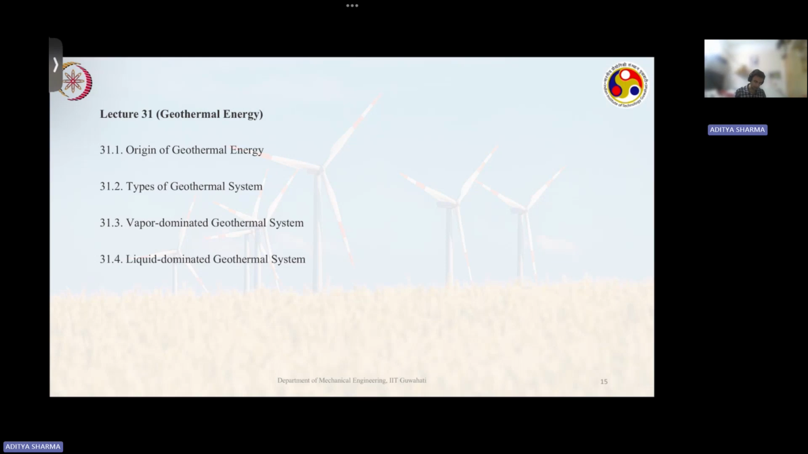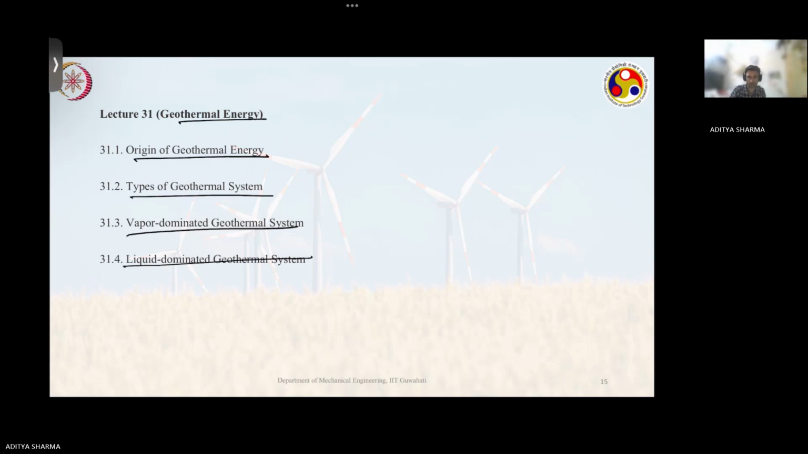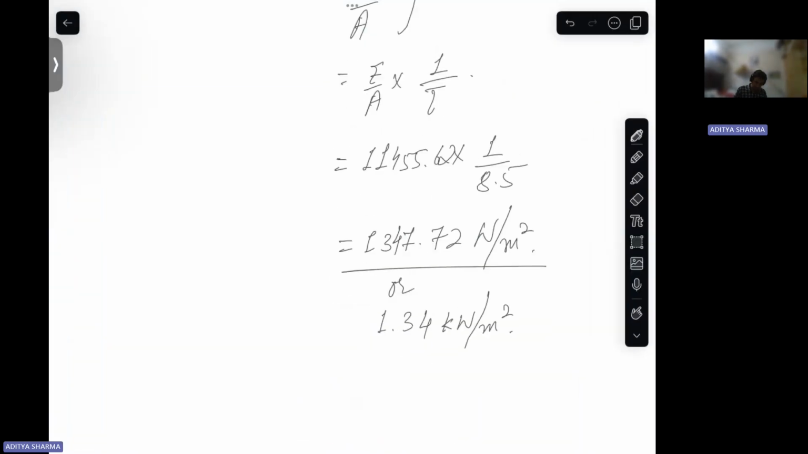So this lecture is on geothermal energy: origin of geothermal energy, types of geothermal energy, then vapor dominated geothermal energy and liquid dominated geothermal energy. So let's see these topics.